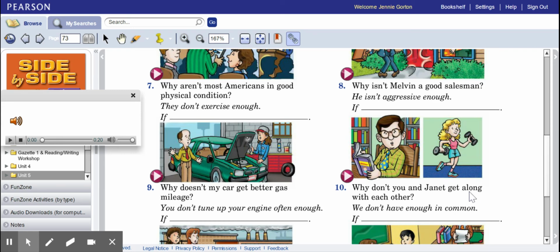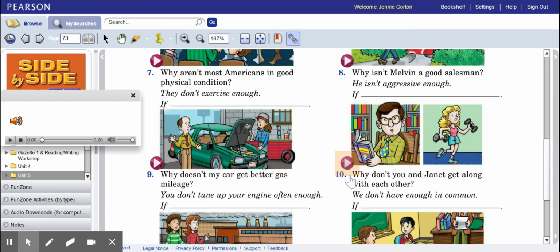The word get along means to be friendly with one another. Why don't you and Janet get along? Why aren't you friendly with each other? We just don't have enough in common. If we had more things in common, we would get along. All right?